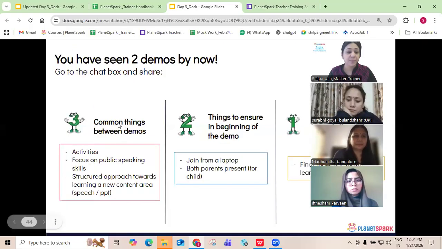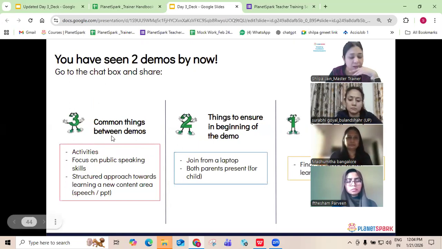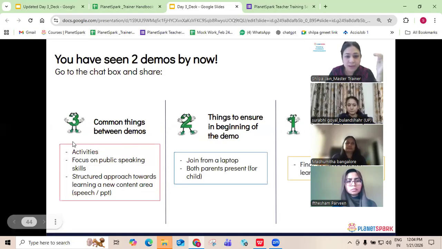So there are some common things between all the demos, whether it is senior, junior, or adult. What are the common things? Activities. Like I mentioned, no rote learning, nothing. Everything is activity based here. Number 2, all the activities focus on public speaking skills like body language, voice modulation, and confidence goes without saying. And it has a very structured approach. Start with the context setting, then the second element, then the third element.